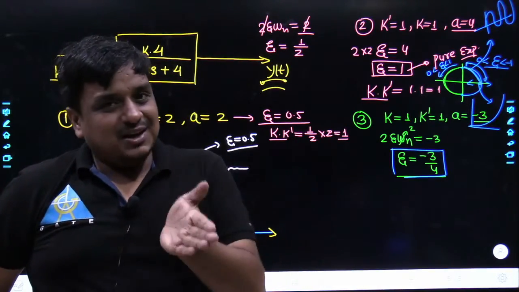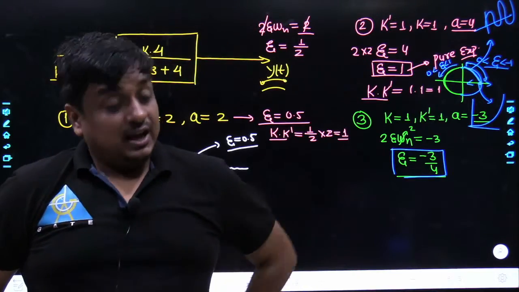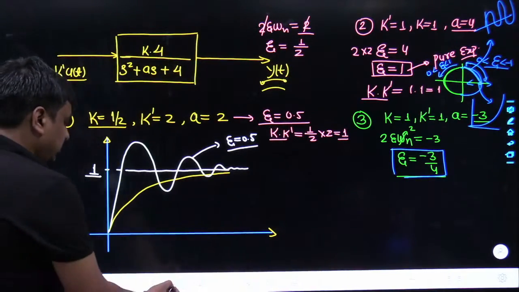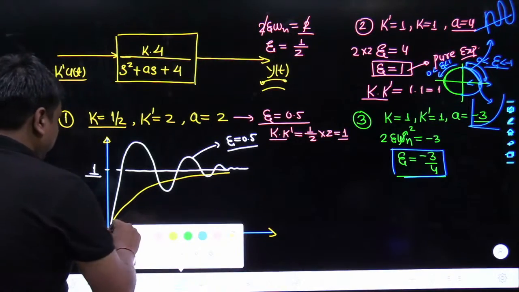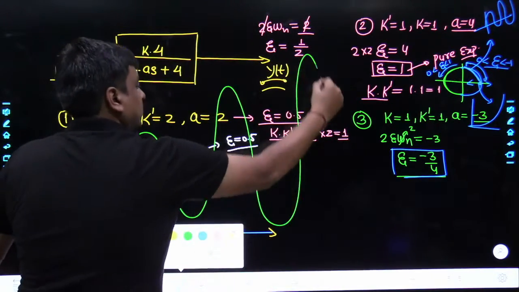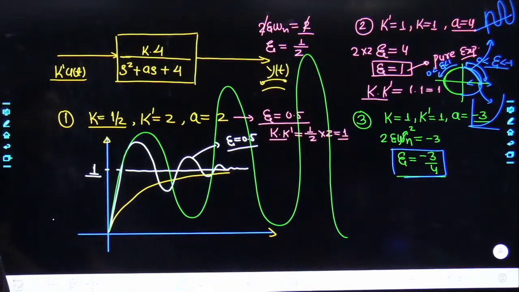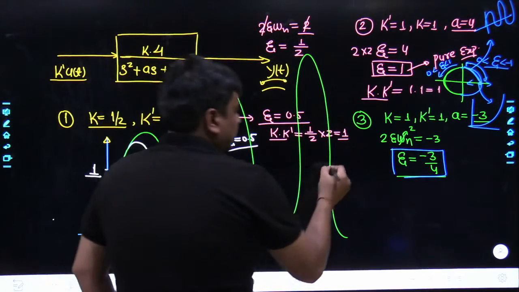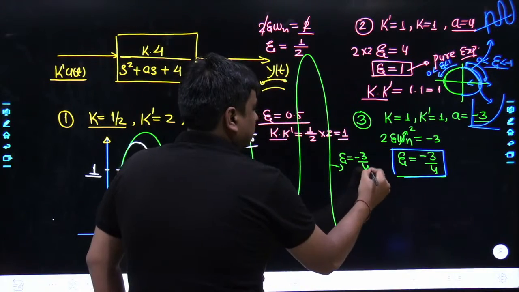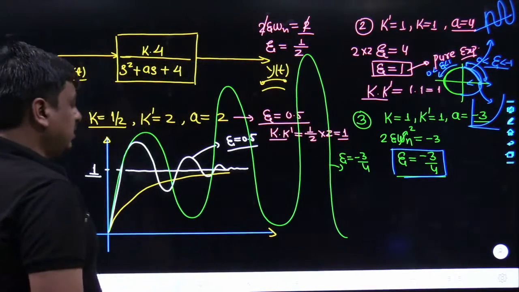Because of the imaginary component, it would have oscillation, and because of the positive real part, it would keep increasing. That means the response would be somewhere, exactly, I am not drawing, the response would be somewhere sort of this. Agreed? Here zeta is equal to -3/4. Let me take the fourth question.